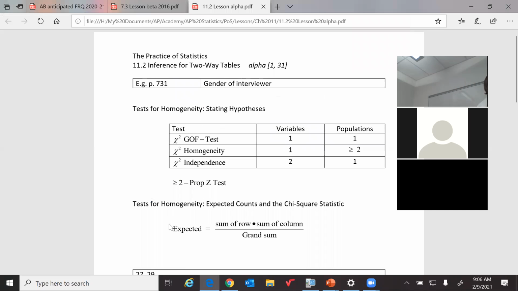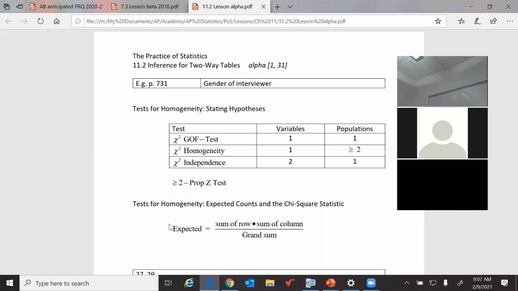This is a greater-than-or-equal-to-2 proportion z-test. And z-tests are tests of proportions. That's what's going on here. Okay? And then the expected number, what goes in there? Sum of the row times sum of the column divided by the grand sum. You're familiar with that from the fall. That's where the expected counts are coming from.